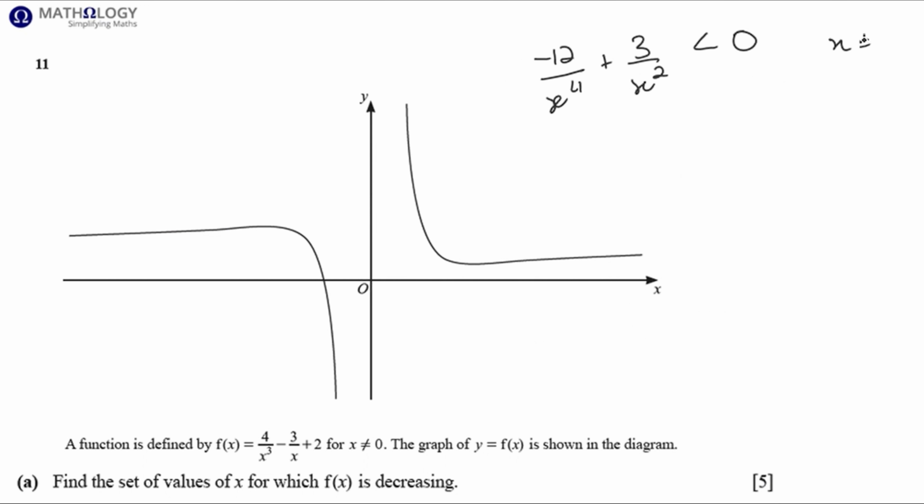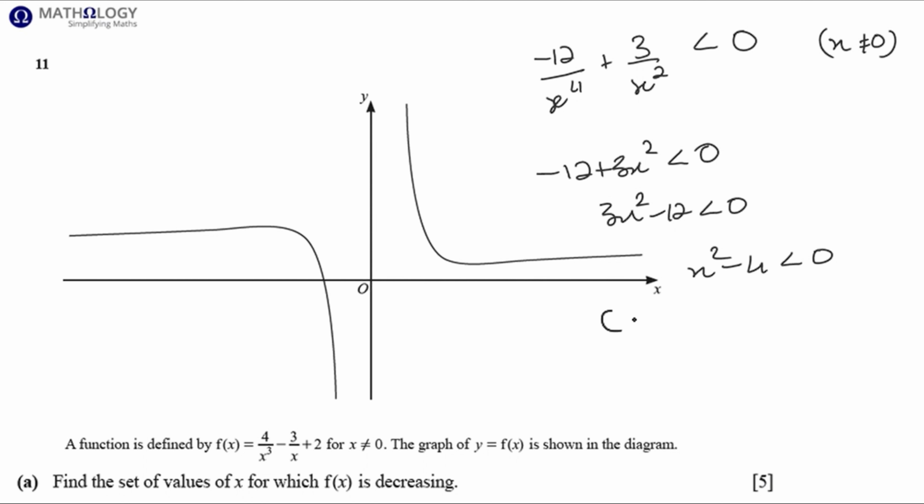Since x cannot be 0, we can multiply through by x to the power of 4 to remove this denominator. So we'll have minus 12 plus 3x squared is less than 0. 3x squared minus 12 is less than 0. X squared minus 4 is less than 0. (x plus 2) times (x minus 2) is less than 0. So our critical values are x equals minus 2 and x equals 2.